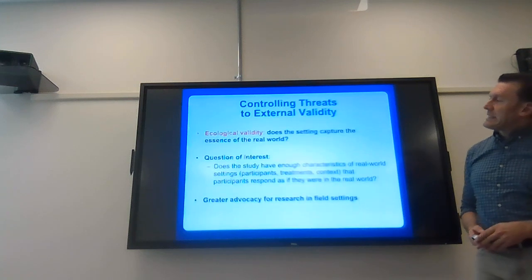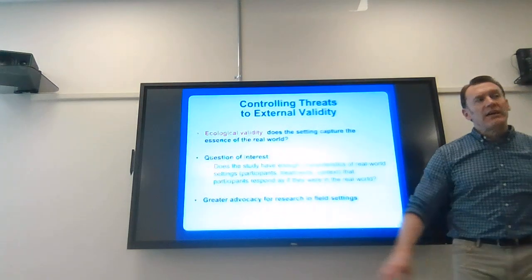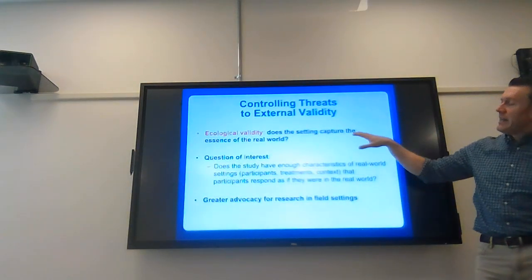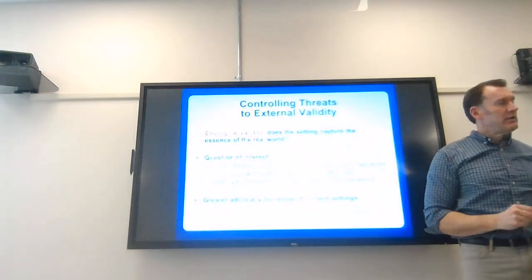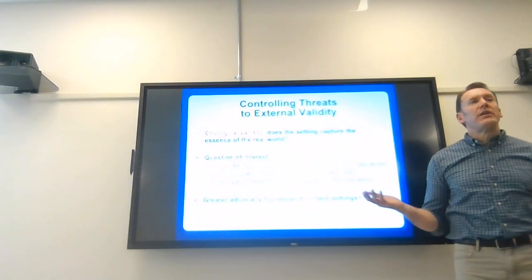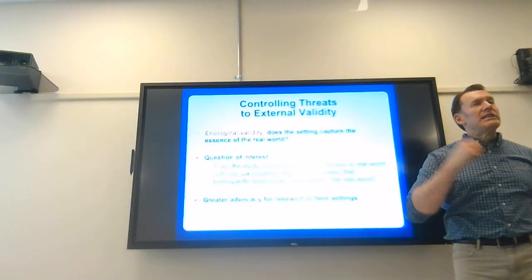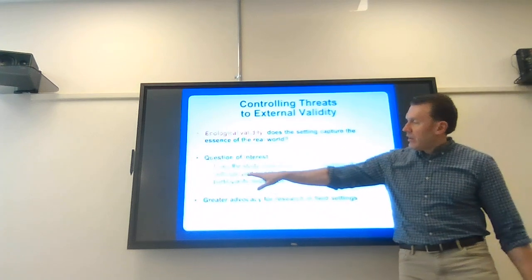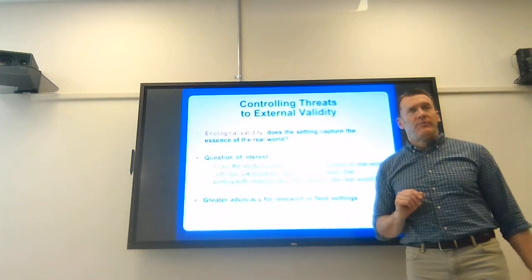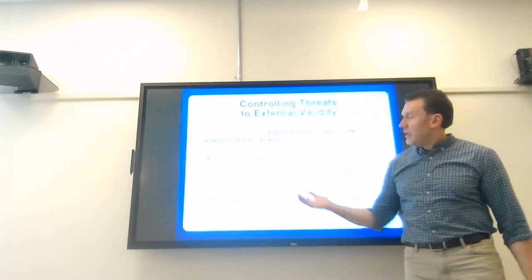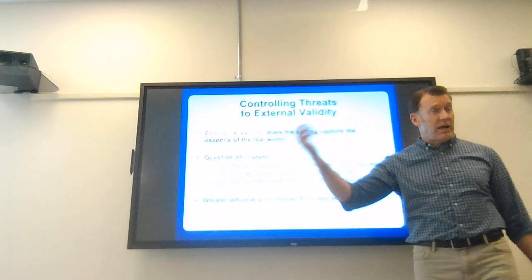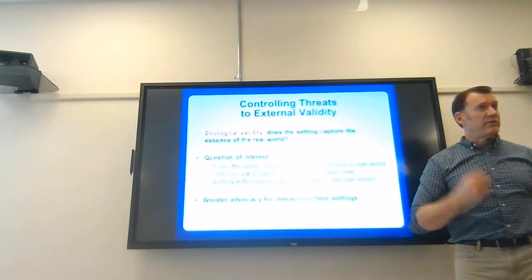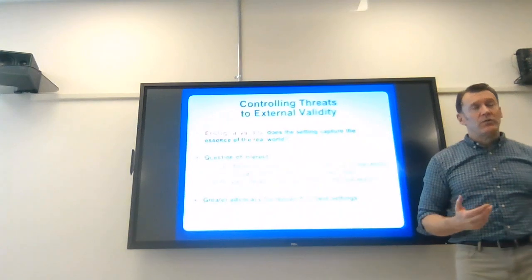Okay, so controlling threats to external validity. There's this definition that I want you to learn. Ecological validity: does the setting capture the essence of the real world? So that's when we can generalize, when we design our research to capture the essence of the real world. What we're concerned with are the type of people that we have in our study, because we want to be able to generalize to the same type of people. The treatments: are the treatments reflective of what they would experience in the real world?